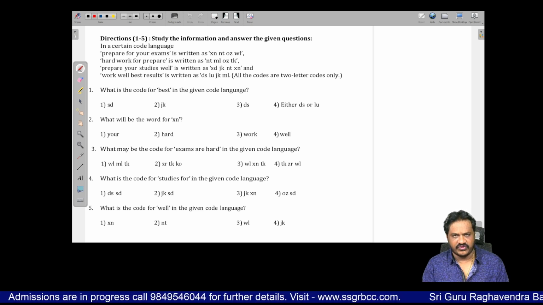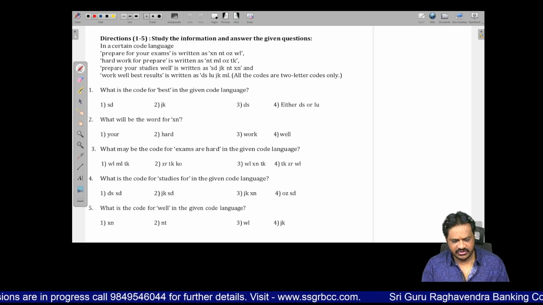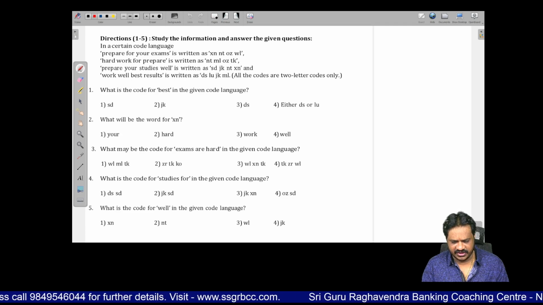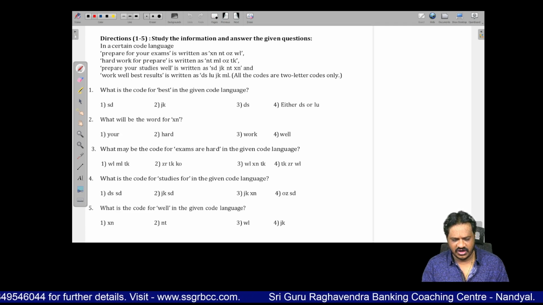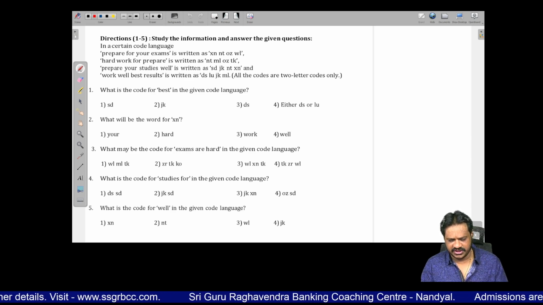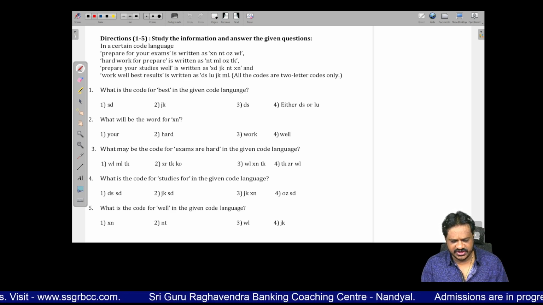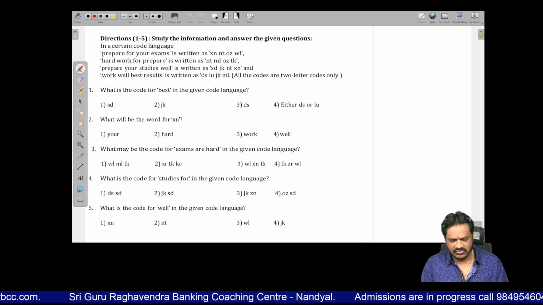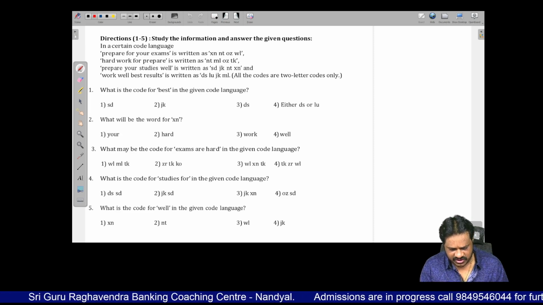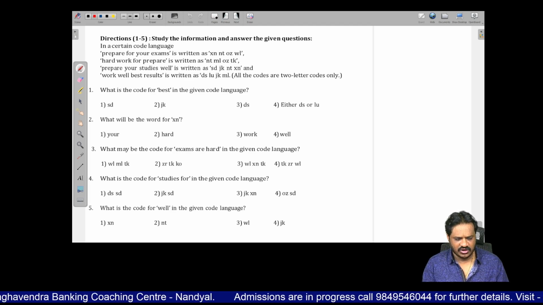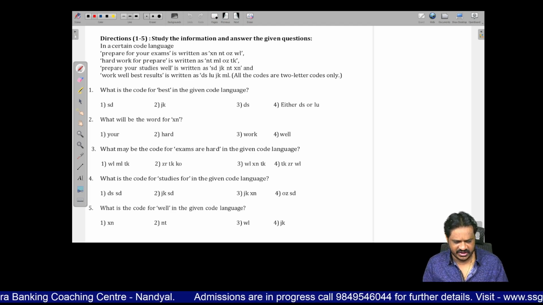See 1 to 5. In a certain code language, "prepare your exams" is written as XNNTOZWL. "Hard work for prepare" is written as NTMLOZTK. "Prepare your studies well" is written as SDJKNTXN. "Work well, best results" is coded as DSLUJKML. Now, how to find the codes for each and every word?